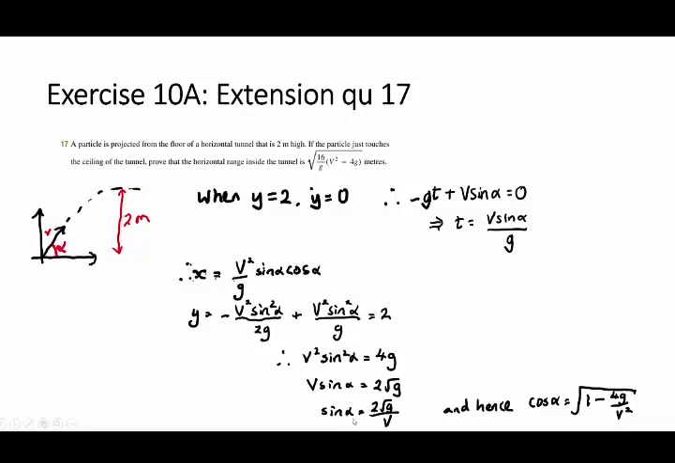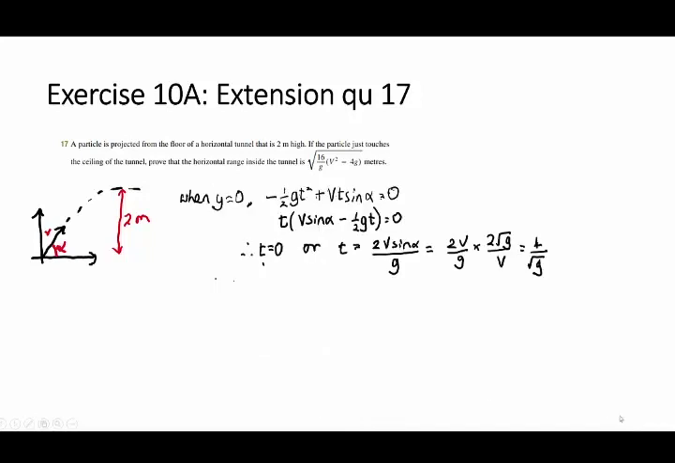So I could express sine alpha in terms of g and v, and hence, of course, using the Pythagorean identity, I could also express cos alpha in terms of g and v. So going back then, when y is 0, this expression is 0, that was the expression for y, and so t times this is 0, which means either t is 0, well that's happening at the start, isn't it, or t is this particular value. This particular value can have the sine alpha substituted into it, as I did just now, and actually there's a much simpler way of writing it.